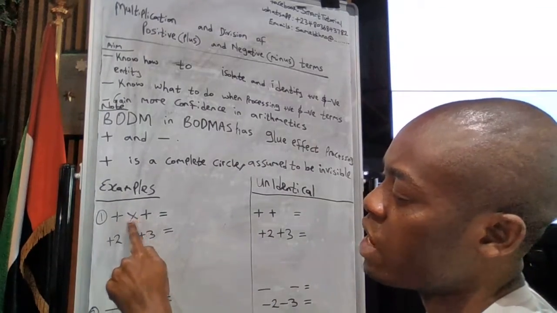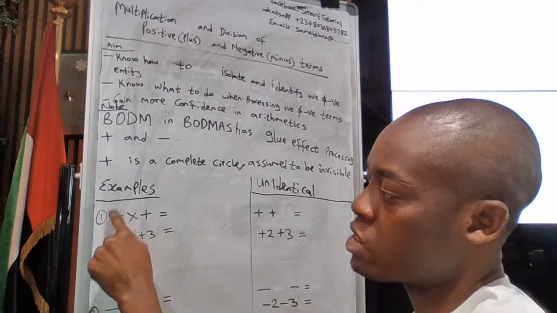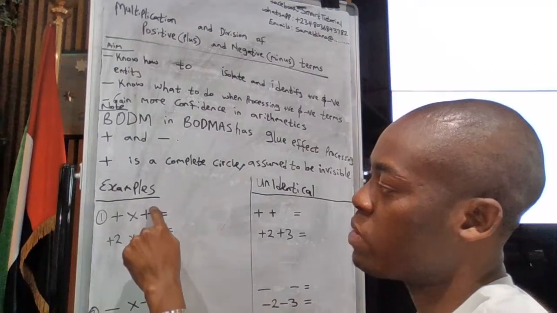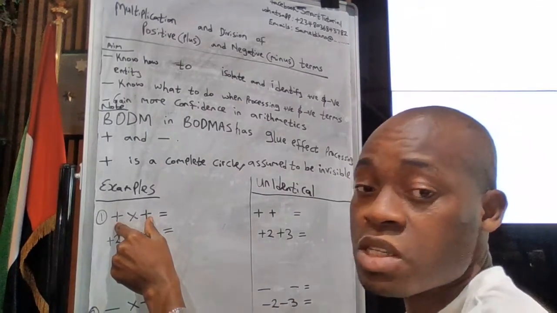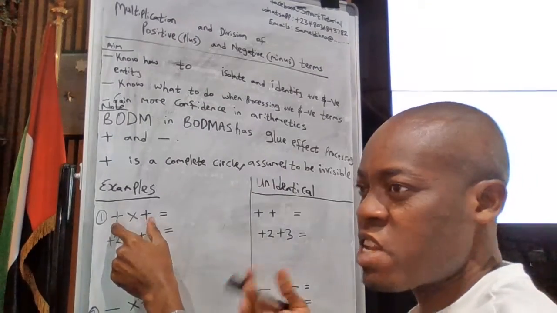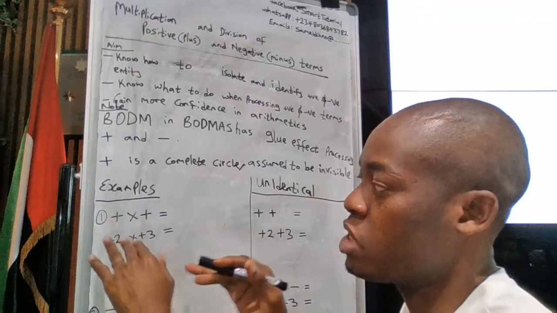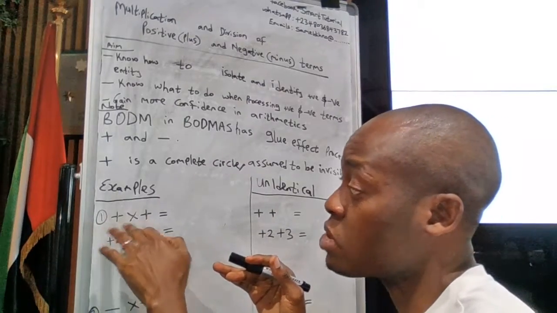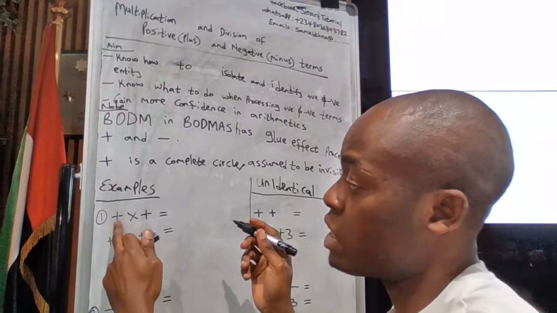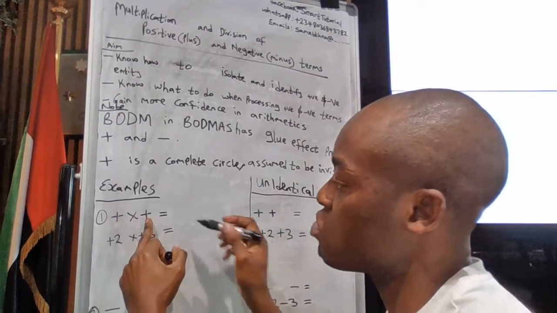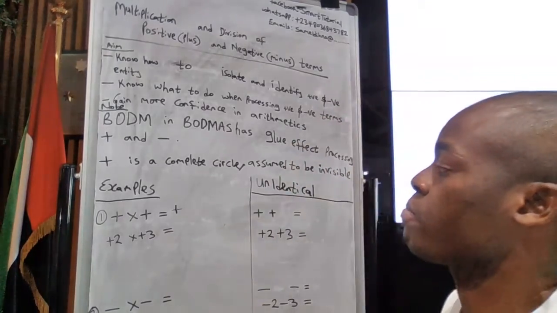Plus times plus. This is a complete cycle already. This is another complete cycle. Plus times plus. That means we don't even have anything to process. So far there is nothing, and I say plus is what? Assumed to be invisible. There is nothing here. Plus times plus gives us what? Plus. That is completed. We don't have anything to do with this one. Your answer will be in plus.